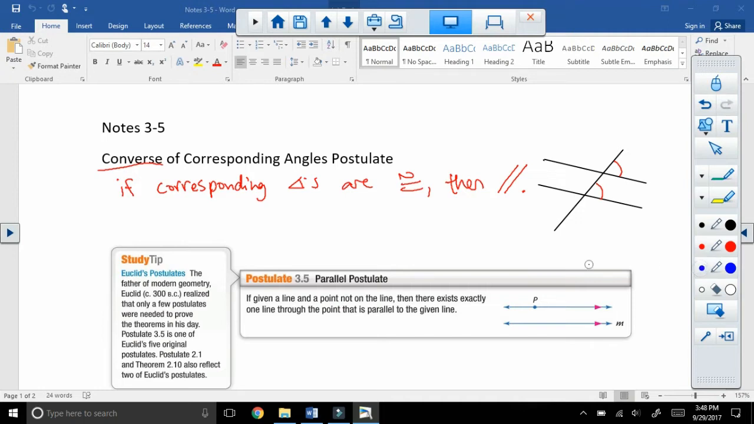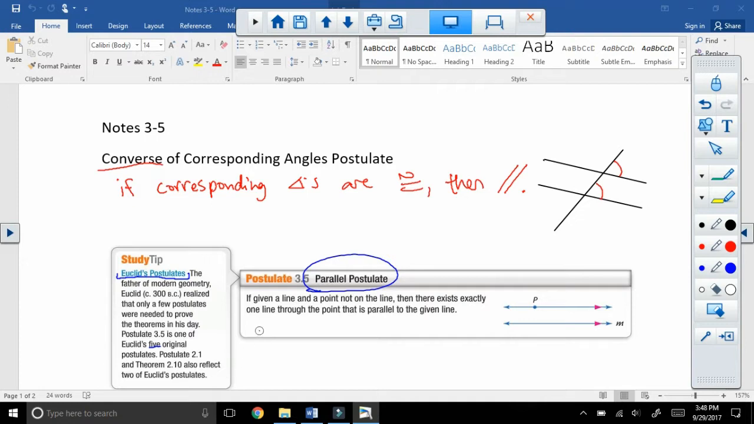I'd like to take a minute to talk about this parallel postulate. This won't be something we'll really see in proofs. This is one of Euclid's very famous postulates, and they call him the father of the geometry we study. We study Euclidean geometry, meaning geometry on a plane, and he said that we only really need a handful of postulates to prove everything that he needed to in his day. This is one of his 5 original postulates.